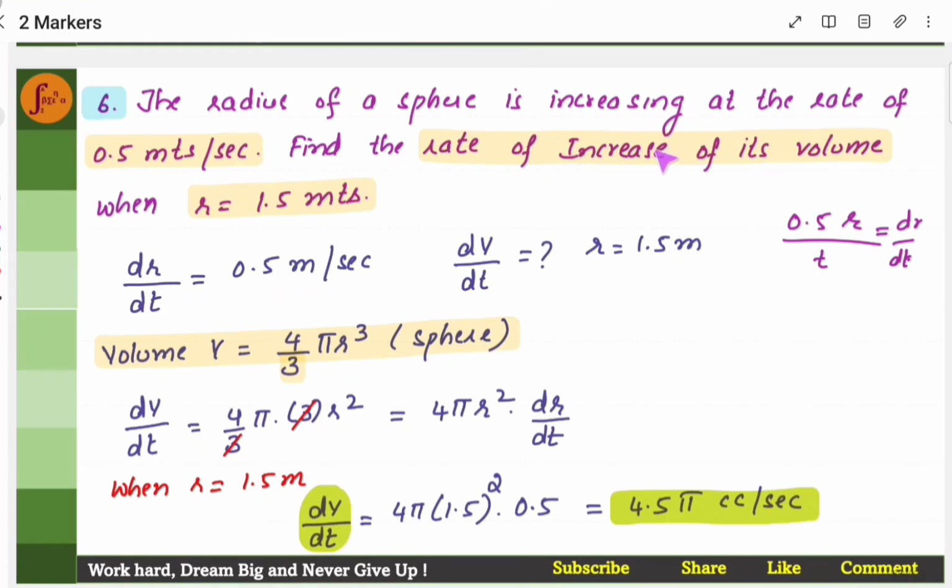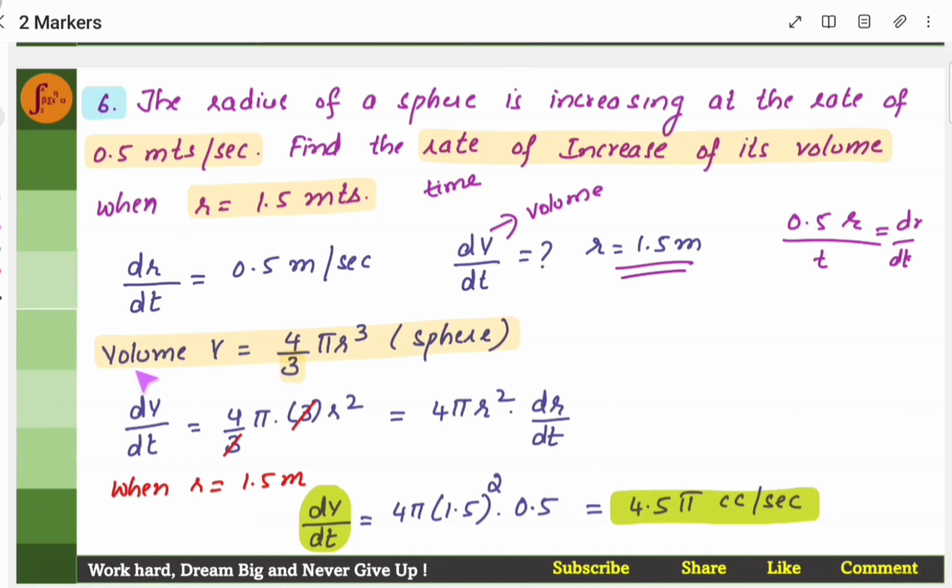You'll have to find the rate of increase of its volume. Rate of increase means dv by dt. This is volume. You have to find the rate of increase with respect to time. Always assume it's time. So dv by dt, when r is equal to 1.5 meters.